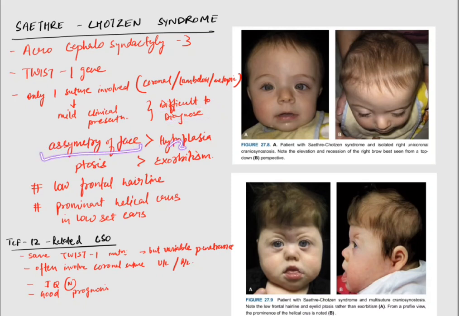Asymmetry of the face is more common than hypoplasia, and ptosis is more common than exorbitism. Here in the front view we can see the face appears normal, but in the top view we can see that there is elevation and recession of the right brow, best seen in the top down view. There is right unicoronal craniosynostosis.